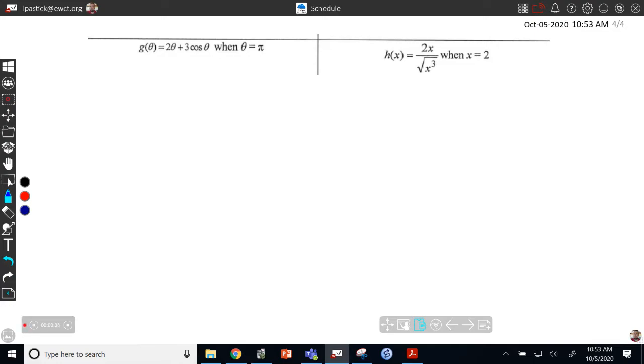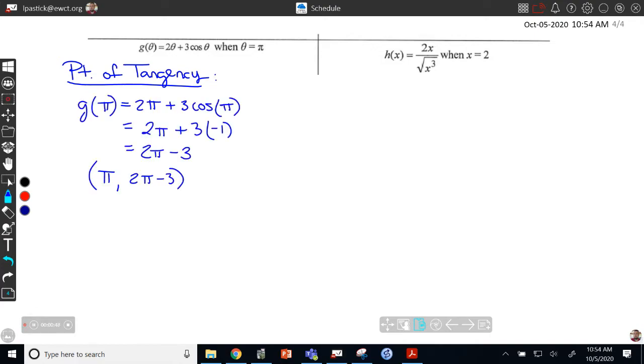So first thing we're going to do is find our point of tangency. If I plug it into the original function, so we're going to set theta equal to pi, I'm going to do that real quick. Okay, so I've plugged in pi and I've gotten the output of 2 pi minus 3, as you can see. So that gives us a point of tangency of pi comma 2 pi minus 3.